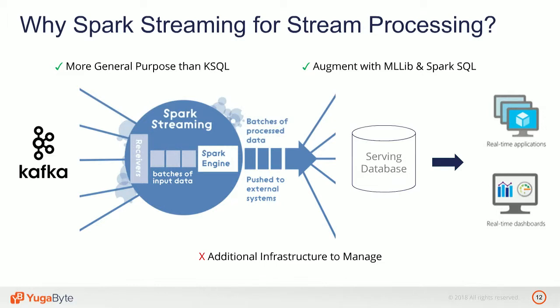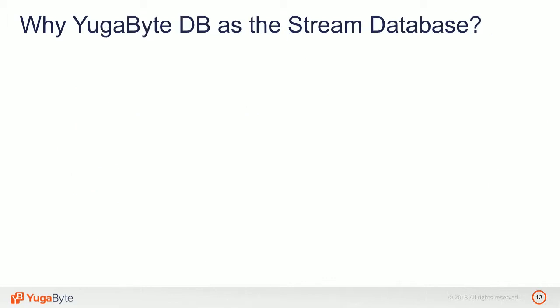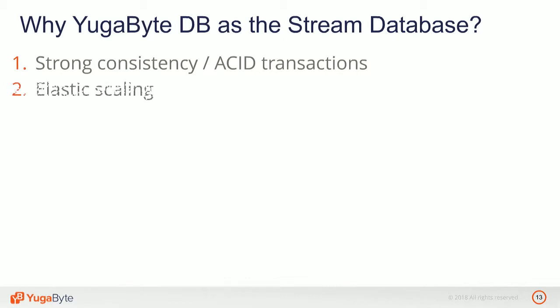Coming to why YugaByte DB as the stream database, there are a few things that I want to point out. First is strong consistency and ACID transactions. At the heart of it, these things mean that when you store something in this distributed database, you can immediately get the same data back. Usually distributed databases do not have those guarantees. Essentially all first generation NoSQL databases did not have these guarantees because they used something called eventual consistency. So if you write something to it, you cannot immediately read it.